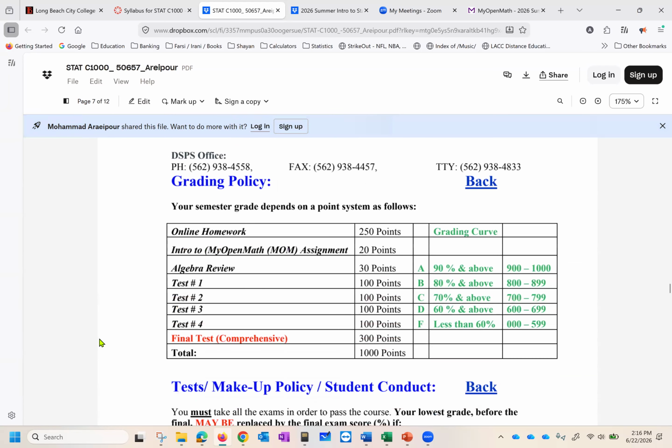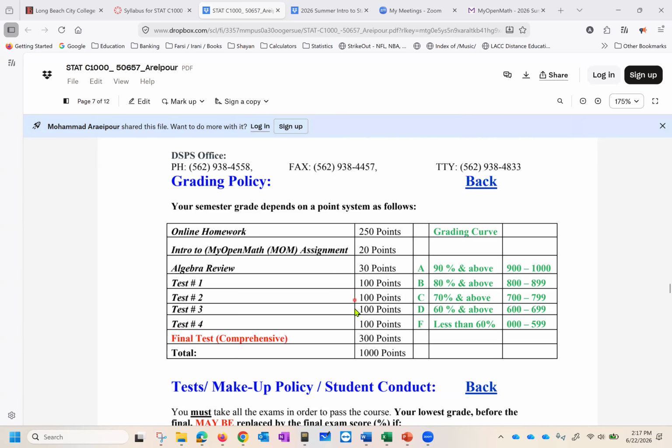The grading policy, this is a point system, and the total is 1,000 points, everybody. Okay. Now, online homework, 250 points. If you do a homework and you make a mistake, you can redo it. So that's why a lot of people have an easy time, get 100% on their online homework. Introduction to my open math, algebra review, all of them are part of the homework, total of 300 points.